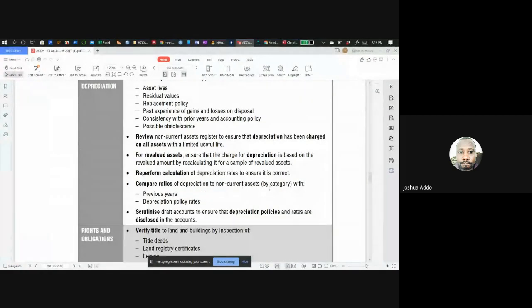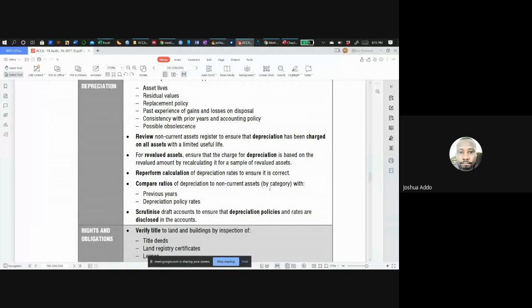Mainly, that's what we want to pick from there. Review the non-current asset register to ensure that depreciation has been charged on all assets with limited useful life. For revalued assets, ensure that the charge for depreciation is based on the revalued amount. I mean, you know this from accounting. By recalculating it for a sample of revalued assets. Reperform calculations of depreciation rates to ensure they are correct. Compare ratios of depreciation to non-current assets by category with previous years' depreciation policy rates. Scrutinize draft accounts to ensure that depreciation policies and rates are disclosed in the accounts and they are consistent.